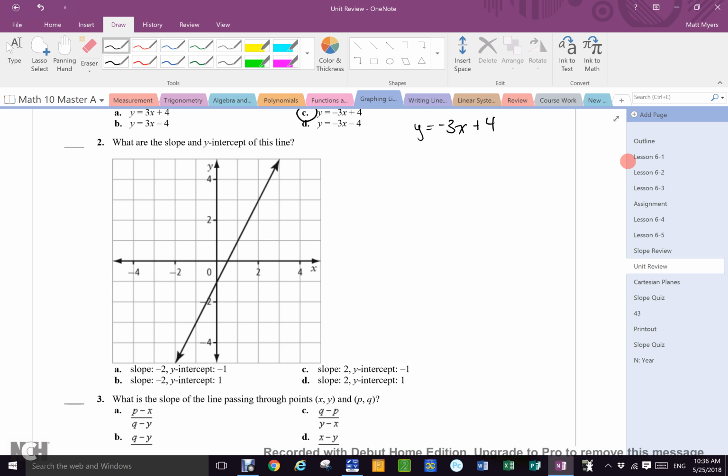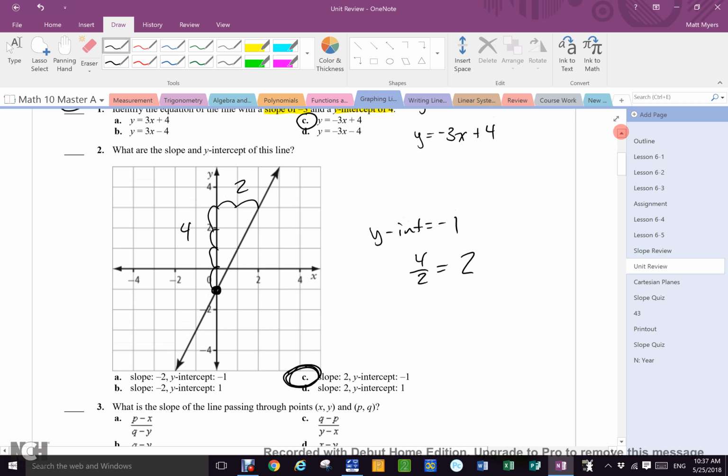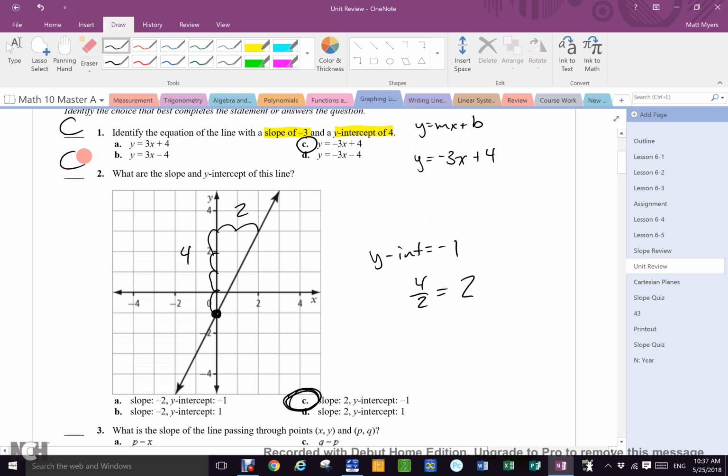What are the slope and y-intercept of this line? Well, there's the y-intercept. What is it? -1. Okay. So it has to be A or C. The slope, up 1, 2, 3, 4, 1, 2. Positive 4, positive 2. 4/2 is what? 2. So the slope is 2. The y-intercept is -1. C, as in confident.